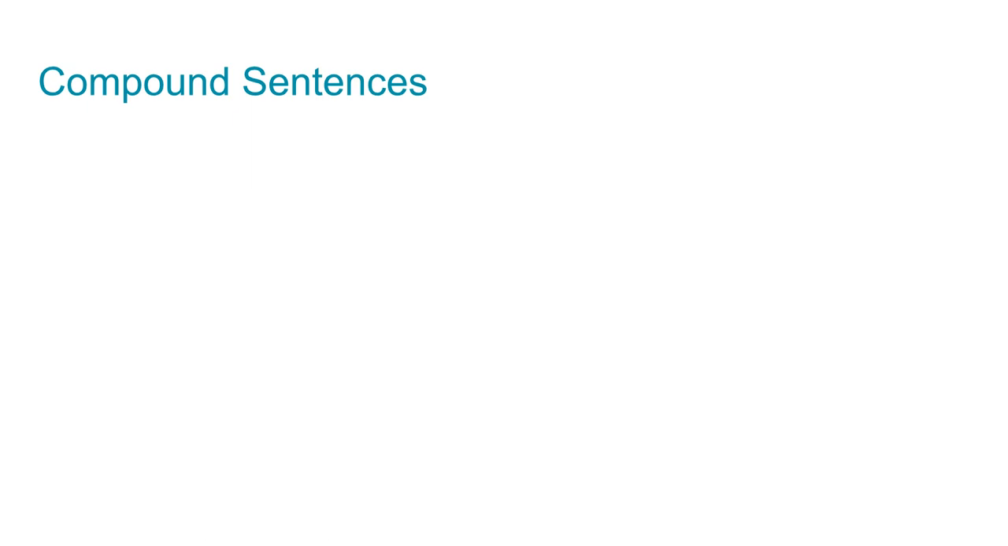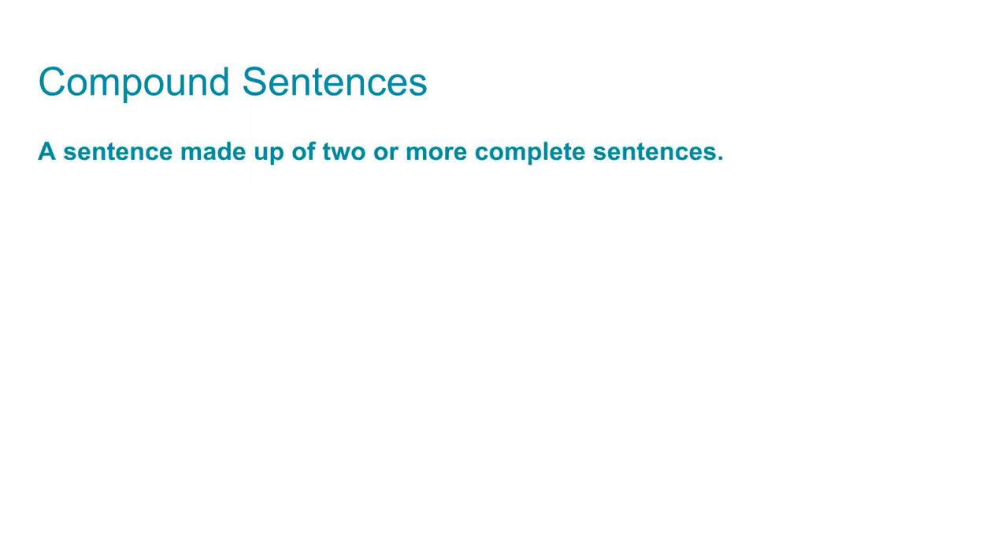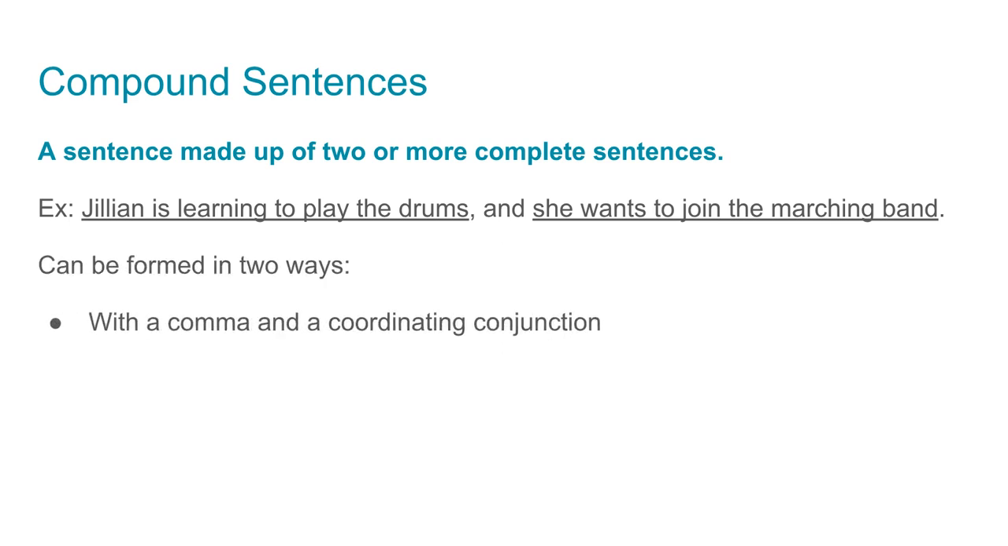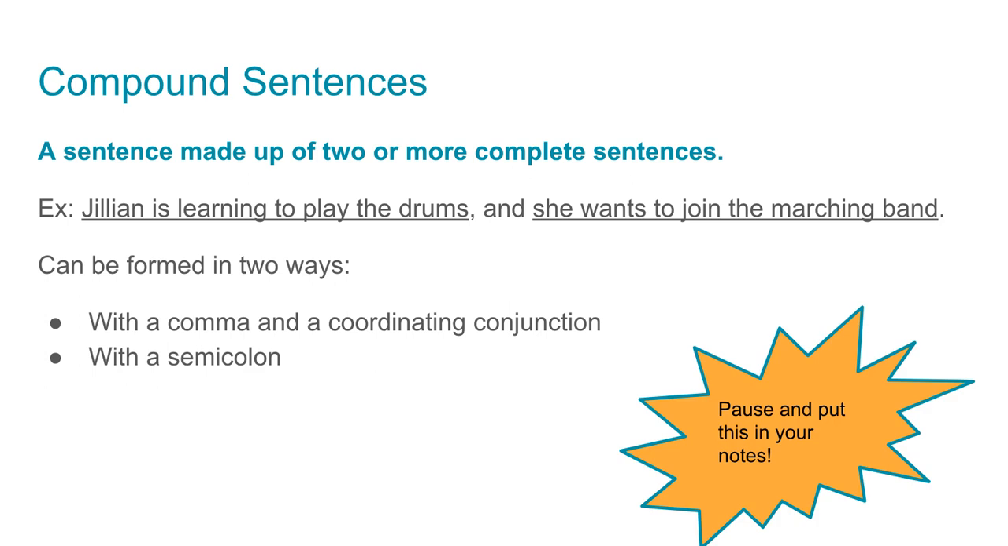One of these different types of sentences is the compound sentence, which is a sentence that's made up of two or more complete sentences. You can make a compound sentence like Jillian is learning to play the drums and she wants to join the marching band by using a comma and a coordinating conjunction as seen above, or using the semicolon to join the two independent clauses of the simple sentences. Pause and put this information in your notes.